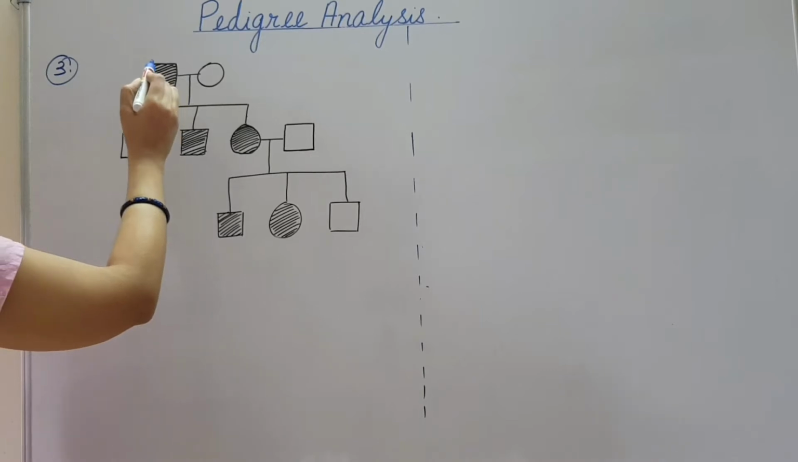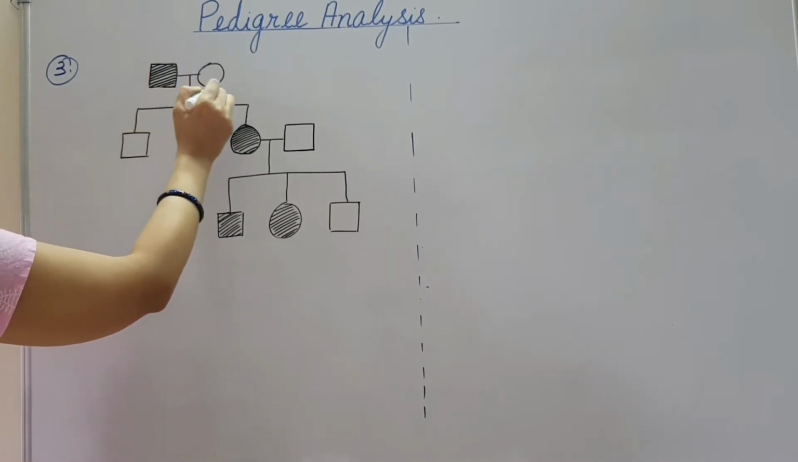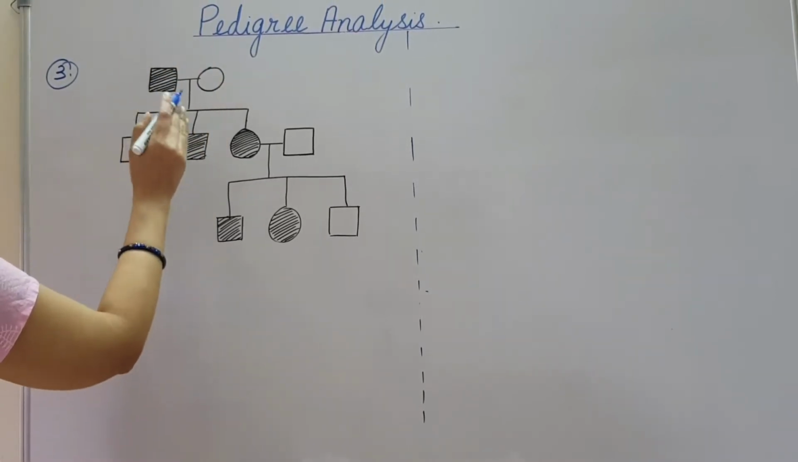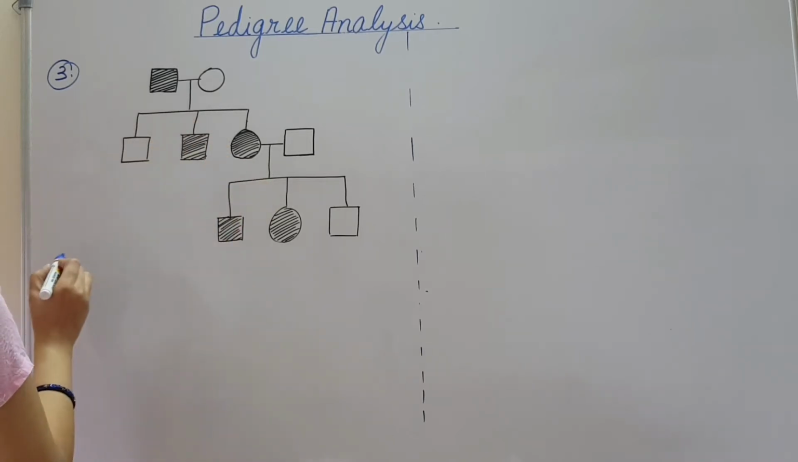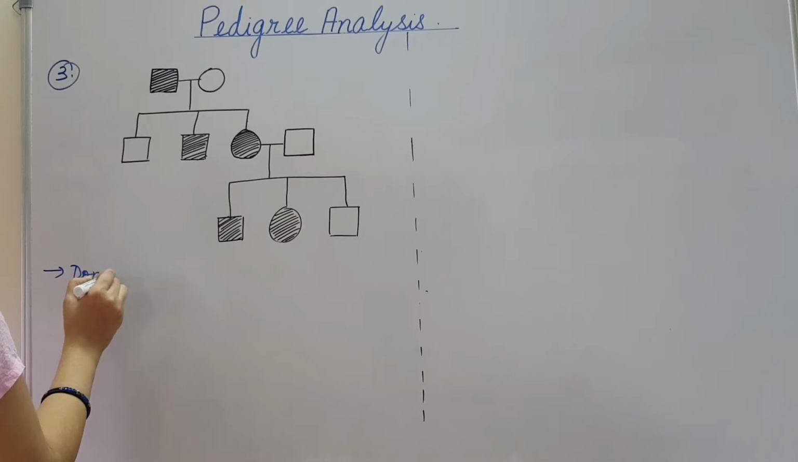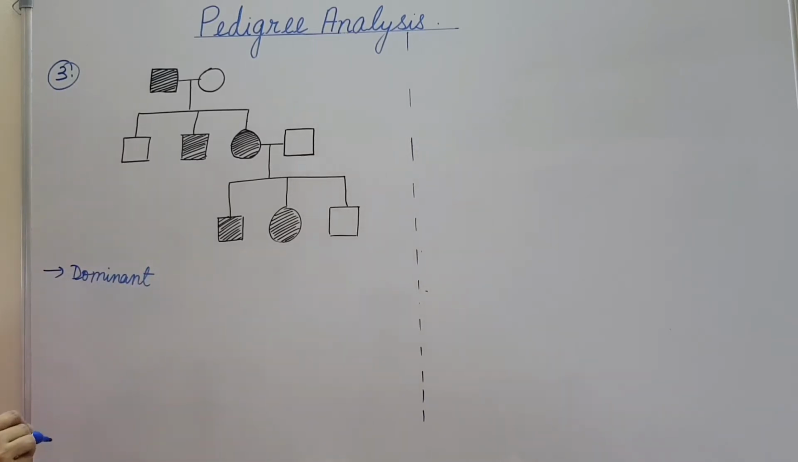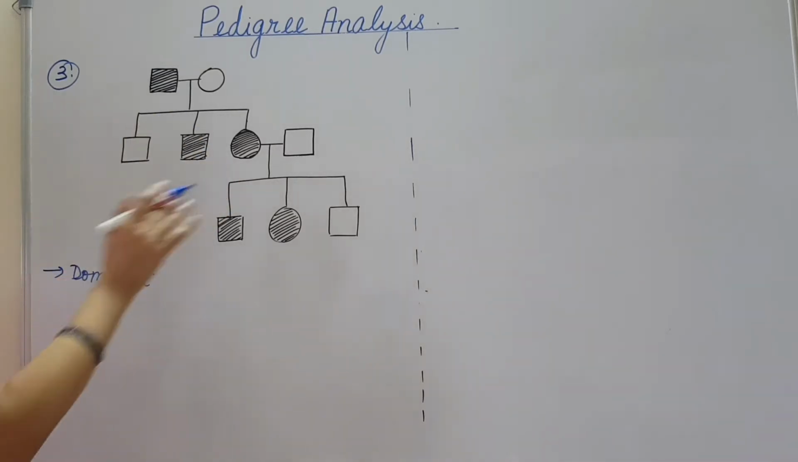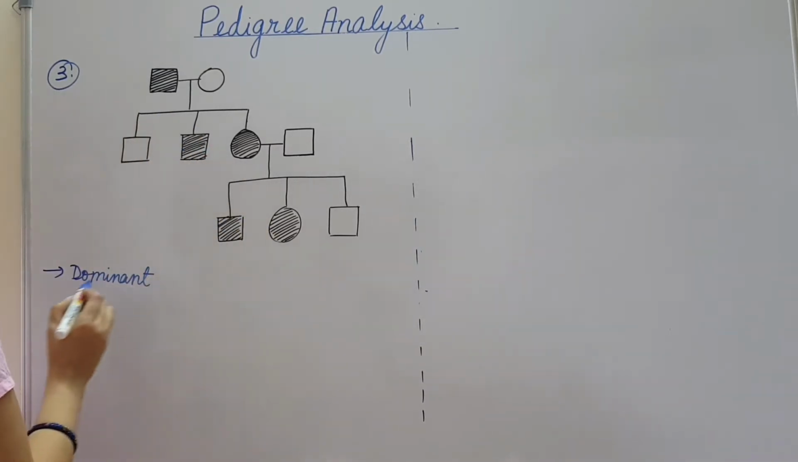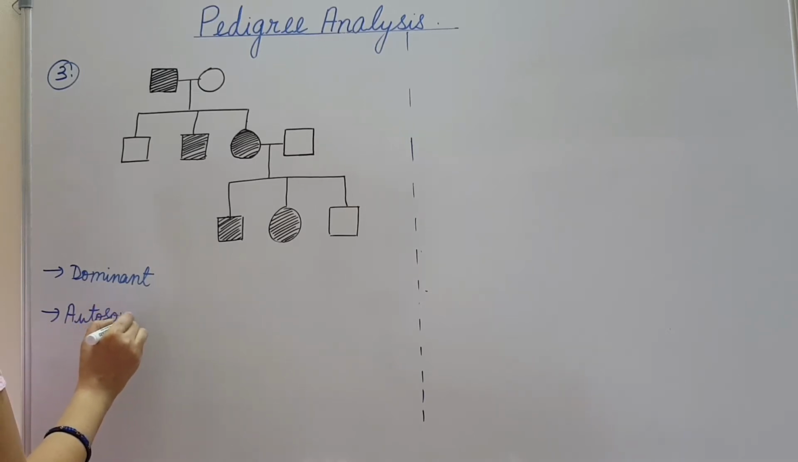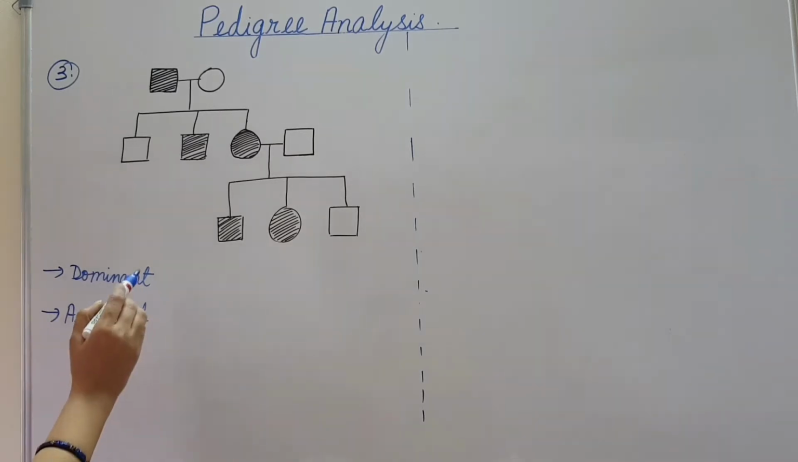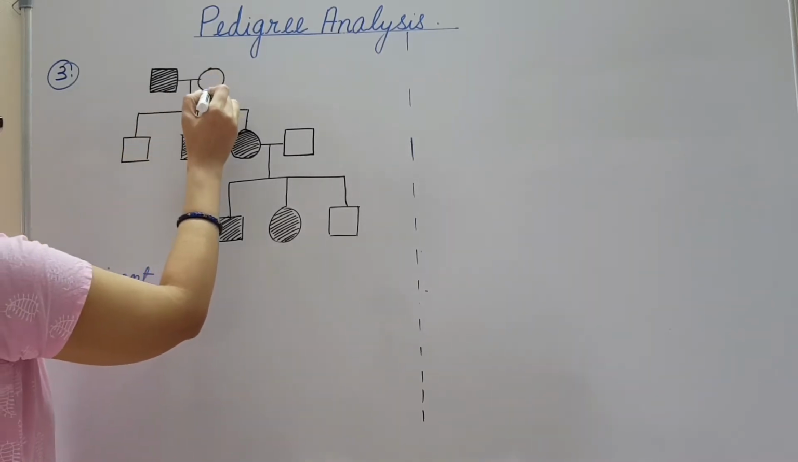In this question, affected male mates with unaffected female, and affected individuals are present in each generation. That means it is caused by a dominant gene. So it does not skip generation. Also, male and females are equally affected. So it may be due to the autosomal gene. So let us confirm.